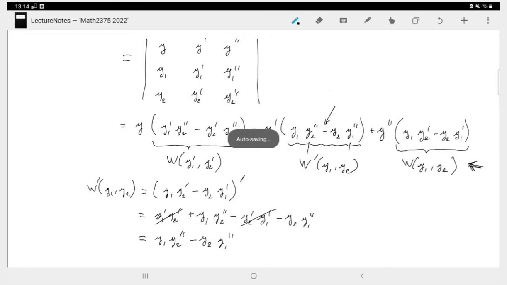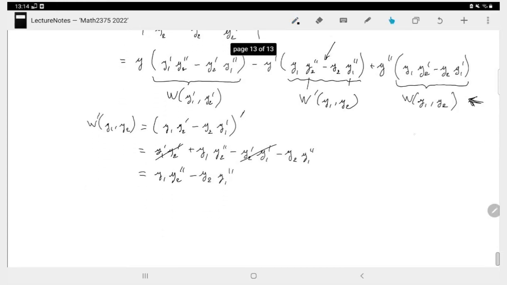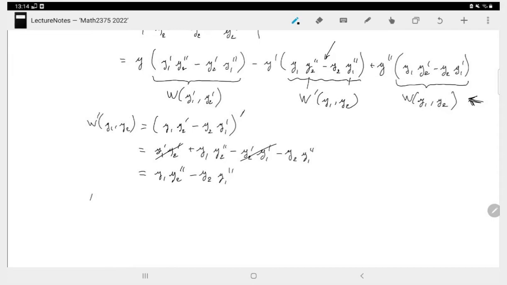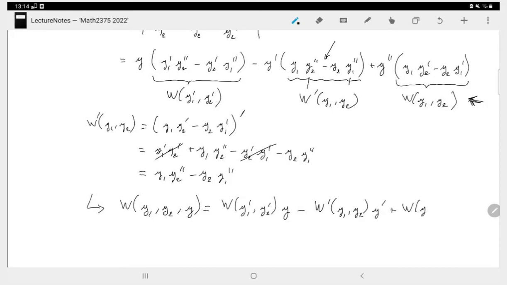the non-differentiated function. So, in other words, what we've written down here is that the Wronskian of these three functions, y1, y2, y, is equal to the Wronskian of y1 prime, y2 prime, times y, that unknown function that we're interested in, minus the Wronskian prime of y1, y2 times y prime, and then plus the Wronskian of y1, y2, y double prime. Okay?